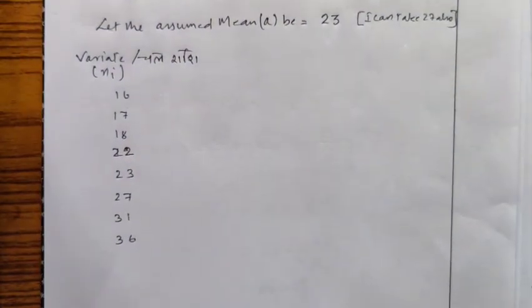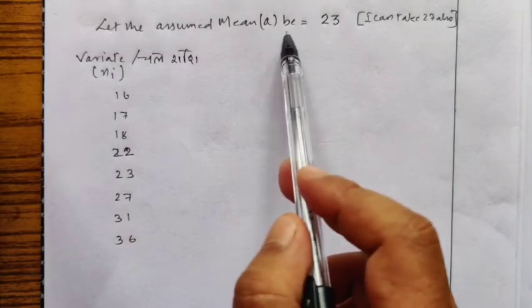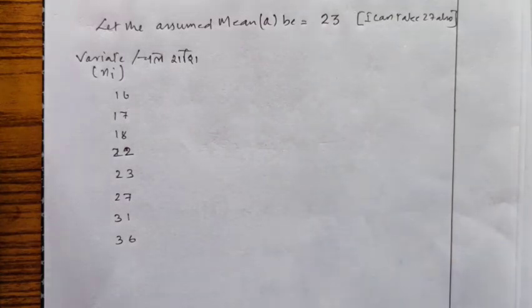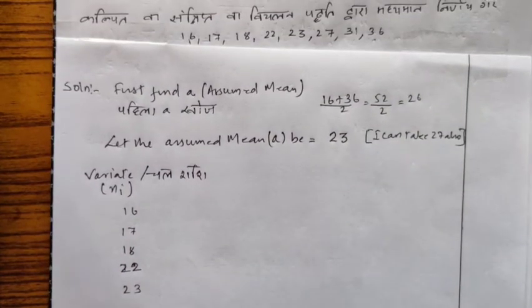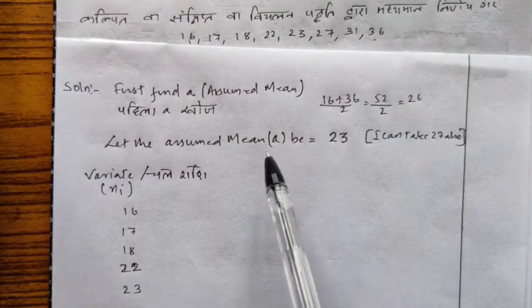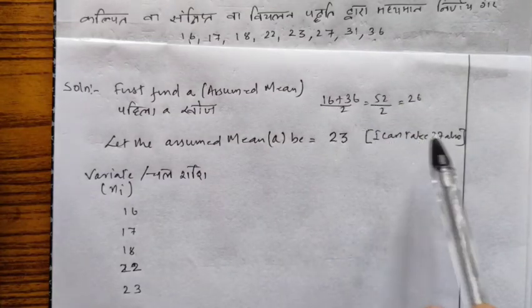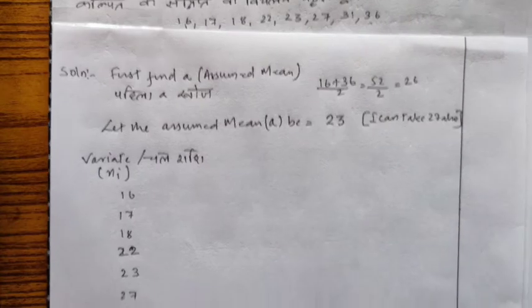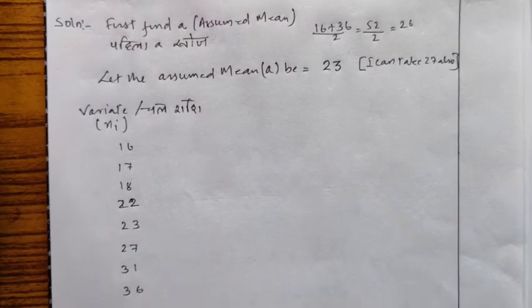So this is the question that's given to us. This is the raw data. Now I've got my A. I've taken my assumed mean A as 23. I could have taken 27 also. Can you see? I took my A as 23, I can take 27 also. So you can try by taking 27 also, you'll get the same answer.